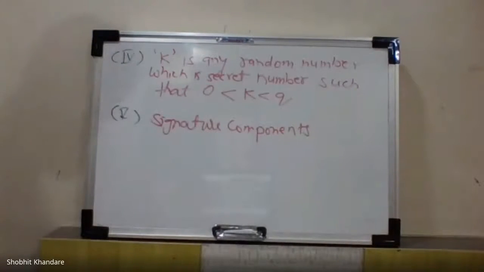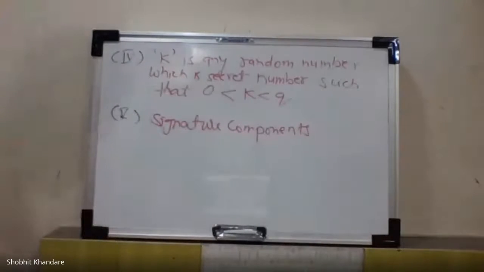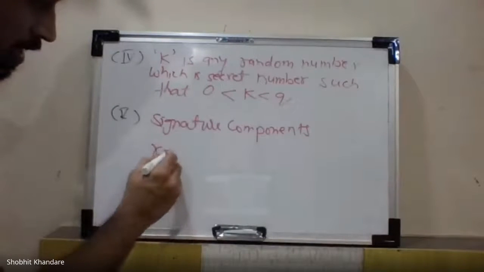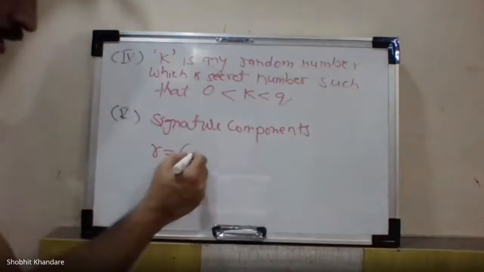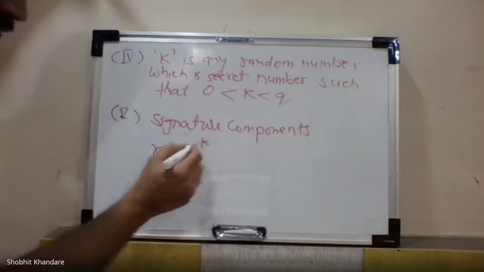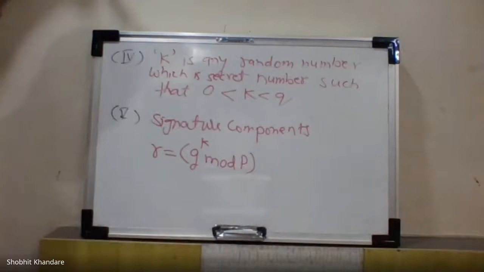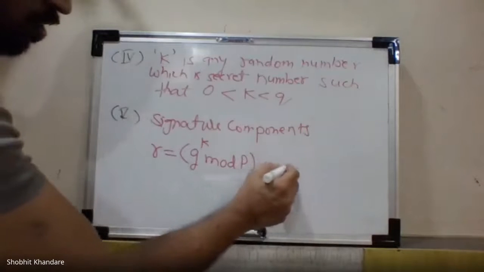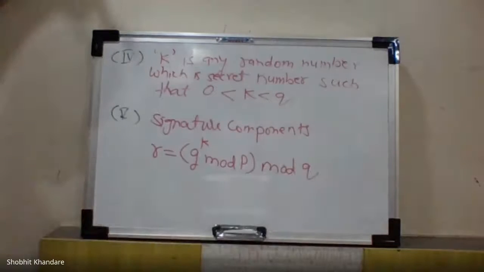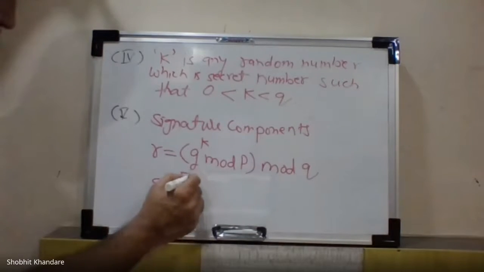and you know the signature components are small r and small s. So directly you can write down the equation for that. Please pay attention, what am I writing? r is equal to, small g to the power of k, mod of p, bracket close, mod of q, and small s is equal to, in square bracket, k inverse.